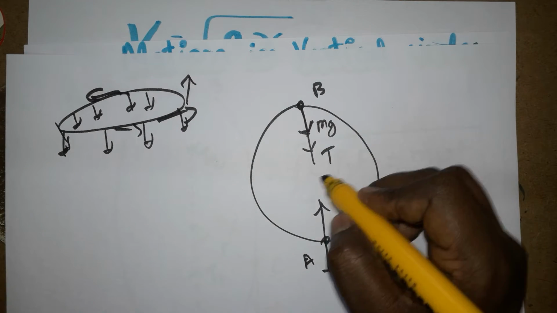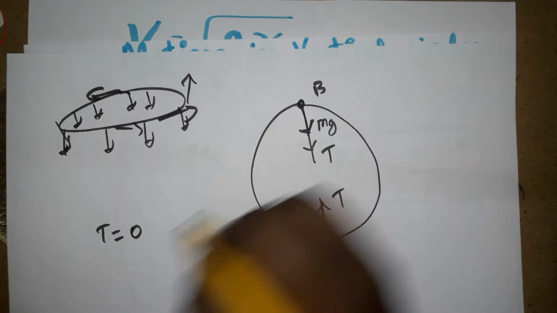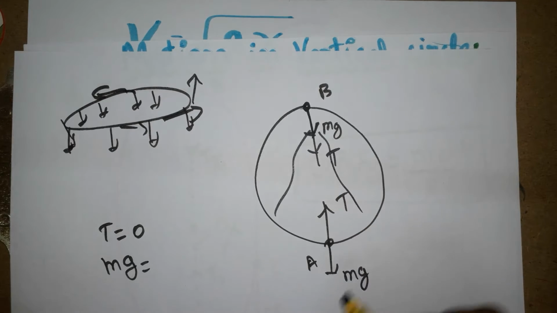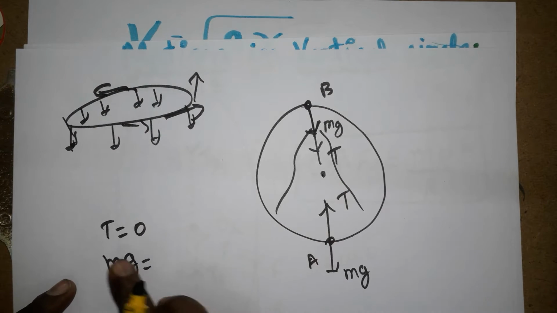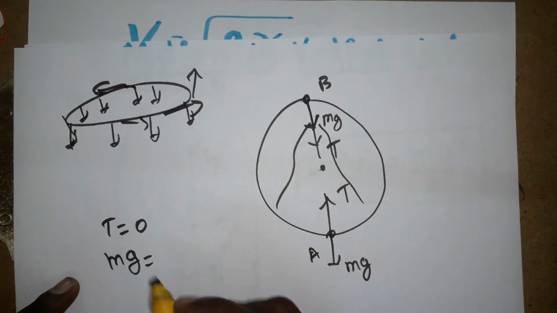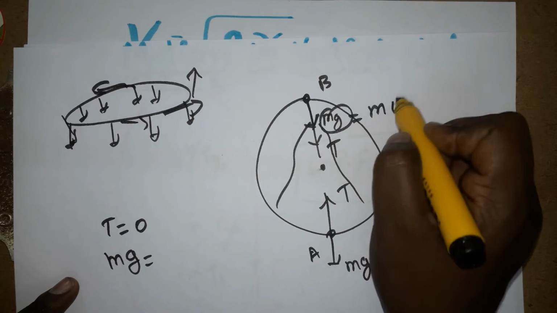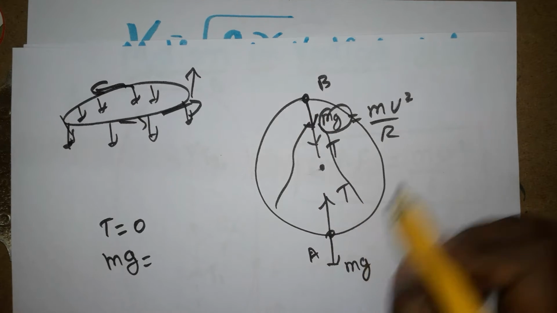When the tension is equal to 0, imagine the weight is going to be the centripetal force. I am going to use this concept to derive this equation. I'll repeat again: when the tension is not there, there is no tension in this wire, that is the time the centripetal force and weight will be equal. So mg is equal to mv square divided by r. It is the minimum case we are taking.